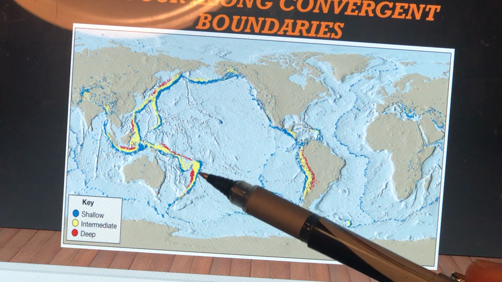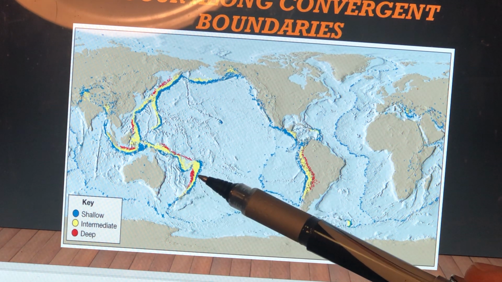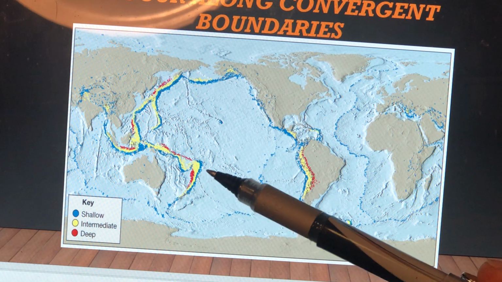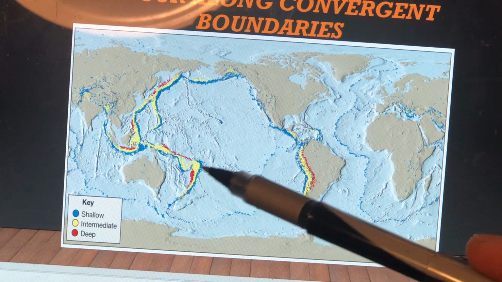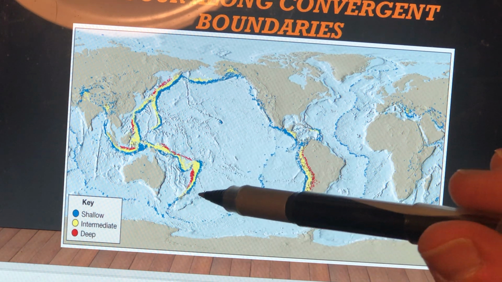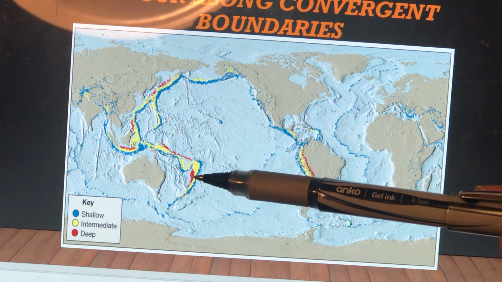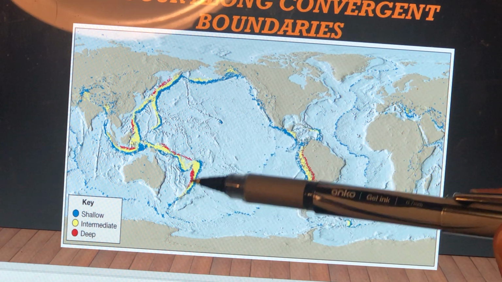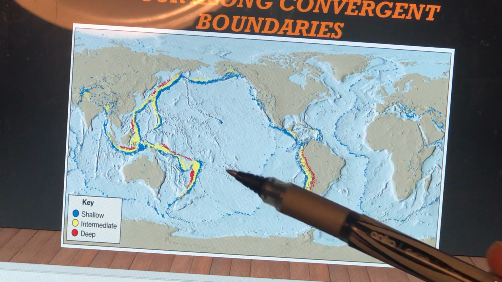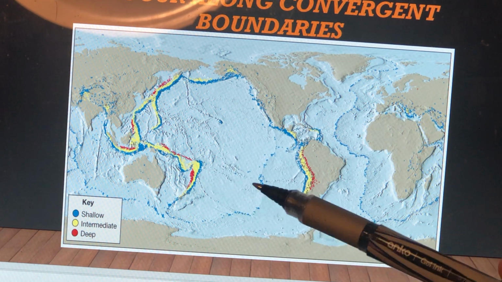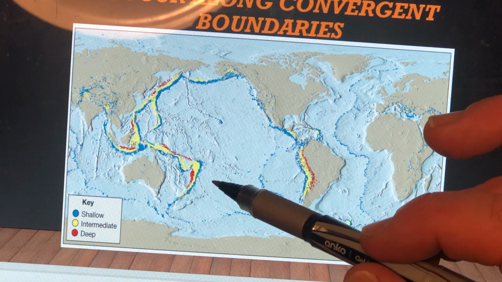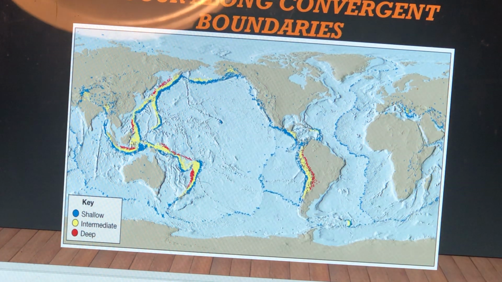So obviously the shallow earthquakes are caused by the plate immediately starting to be subducted. Then as the plate moves further and further down into the ground, or into the asthenosphere, I should say, the earthquakes occur deeper and deeper. This sort of image will show us the direction of movement. So we can see here that this plate is moving that way.